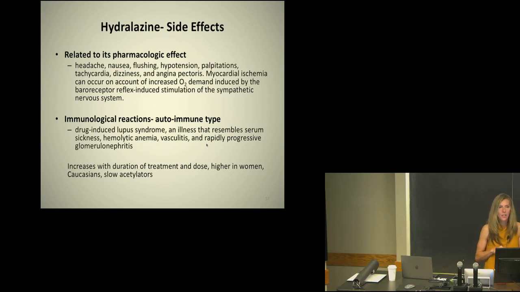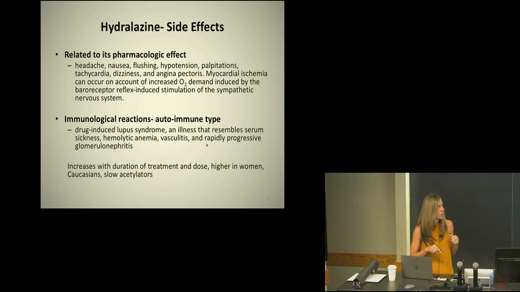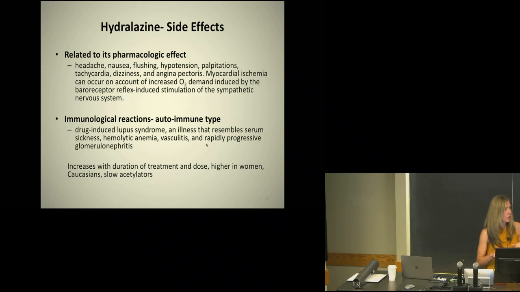It too can cause a sort of immune response like drug-induced lupus or serum sickness. Okay, so some patients have antibodies that can react to this drug. And if they don't at the beginning of therapy, they can develop it over time while they're on the drug. Okay, so increases in the duration or the dose of the drug can increase their risk for this autoimmune effect. The autoimmune effect is also more common in women, in Caucasians, as well as slow acetylators because they have more drug circulating for a longer period of time. Okay.